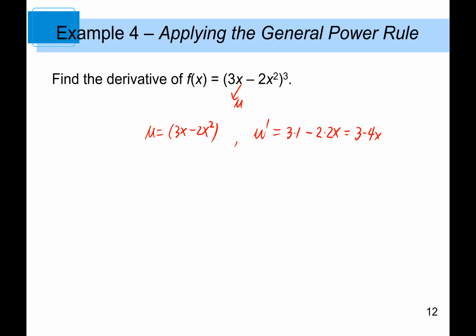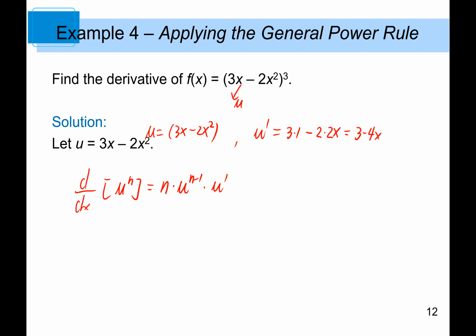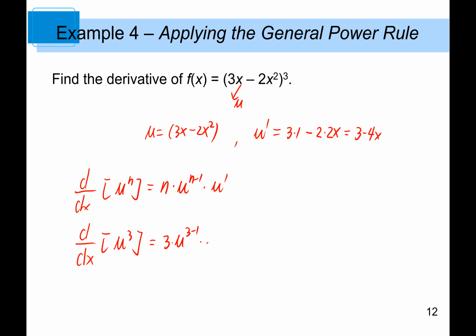Now we're going to use the general power rule, right? So d/dx of u^n becomes n times u^(n-1) times u prime. For our problem, the power is 3, so it's u to the third, where u is 3x minus 2x squared. So it's 3 times u^(3-1) times u prime.